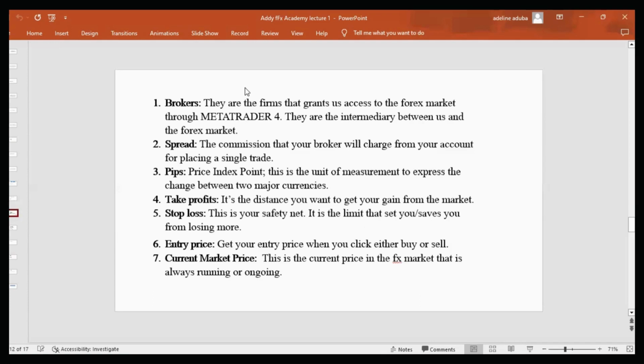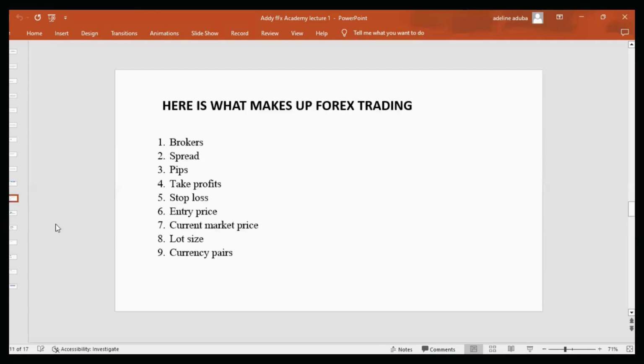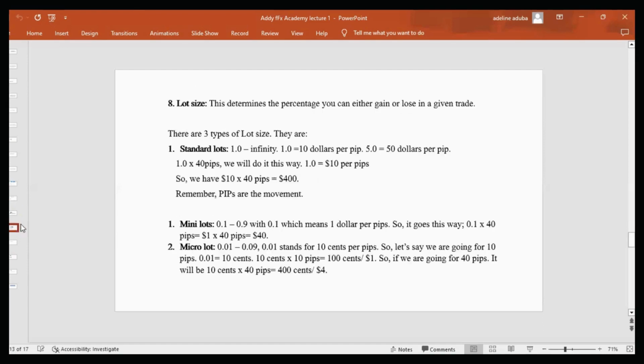Your entry price is when you click enter or buy. That is where you get your entry price. And the current market price is the FX market that is already running on an ongoing trade. That is your current market price, where the market is likely reaching or running to or moving at the same spot. And the lot size, this determines the percentage you can either gain or lose in a given trade.